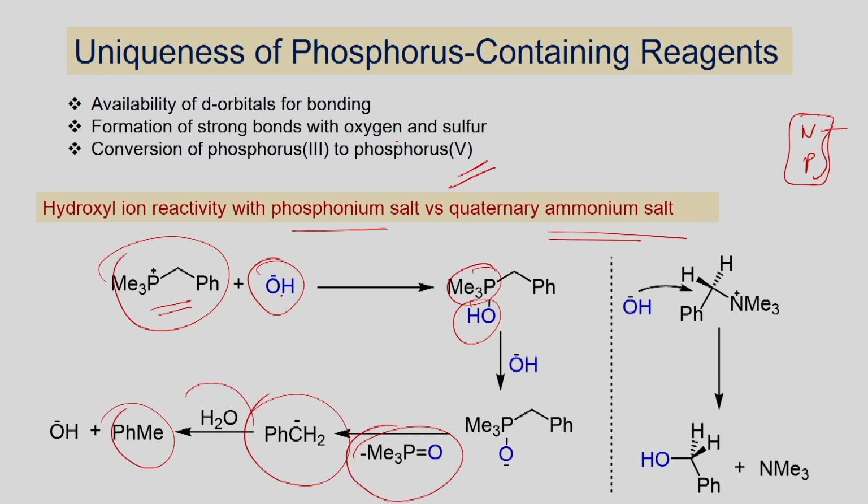What basically happens here is that the hydroxide ion reacts with the phosphorus of the phosphonium salt, whereas if you look at the quaternary ammonium salt, when you react it with the hydroxide ion, it undergoes a substitution reaction at the carbon. Here the amine acts as a leaving group and the reaction goes via the SN2 pathway. Instead of hydroxide reacting at nitrogen, it reacts at the carbon, trimethylamine leaves, and we get the alcohol as the product. You can see here they are quite different.